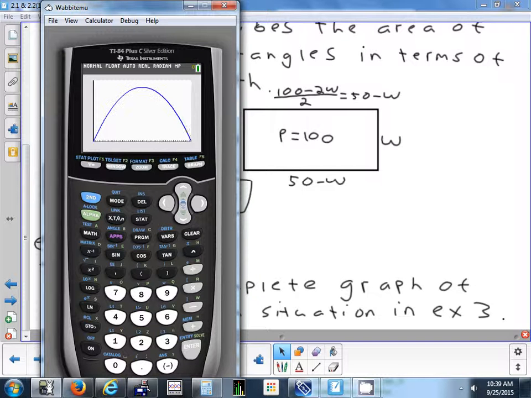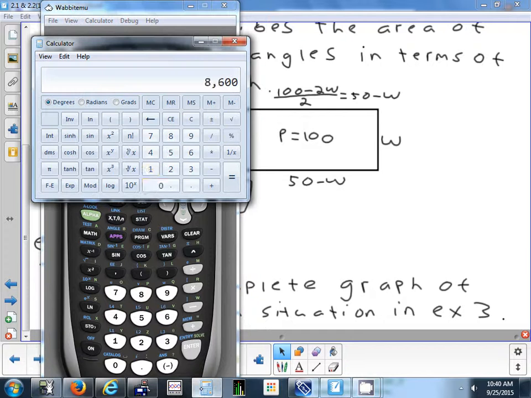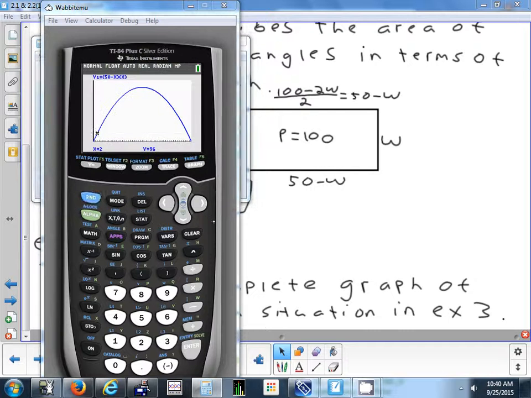So that graph represents all the different areas. And you can see what happens if I let my width start to get really skinny. So I make a real long and skinny rectangle, like a width of 2. So that would be 2 on one side, 2 on the other side. I would have used up 2 units on one side, 2 units on the other side. That leaves 96 units, or 48 on each length. So that's a long and skinny rectangle, 2 by 48. Doesn't give me that much area.